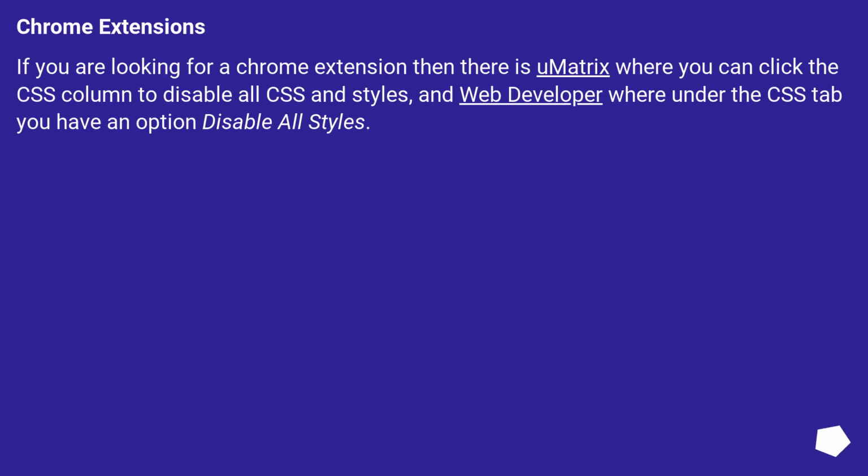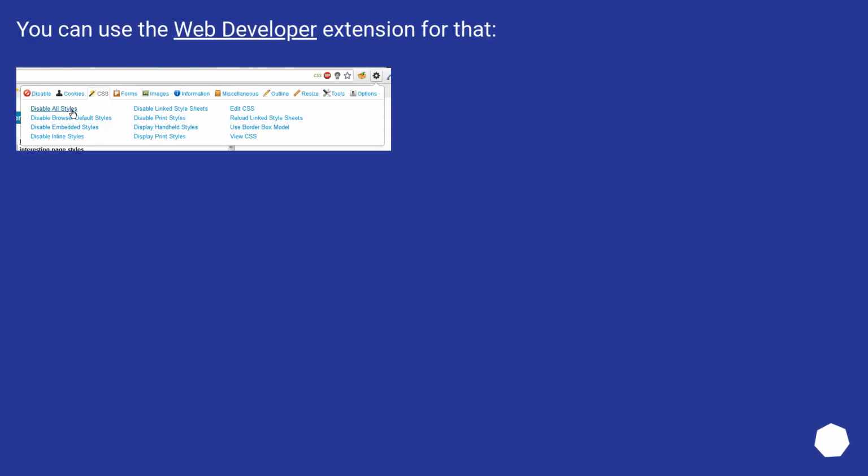Chrome extensions. If you are looking for a Chrome extension, then there is uMatrix where you can click the CSS column to disable all CSS and styles, and Web Developer where under the CSS tab you have an option to disable all styles. You can use the Web Developer extension for that.